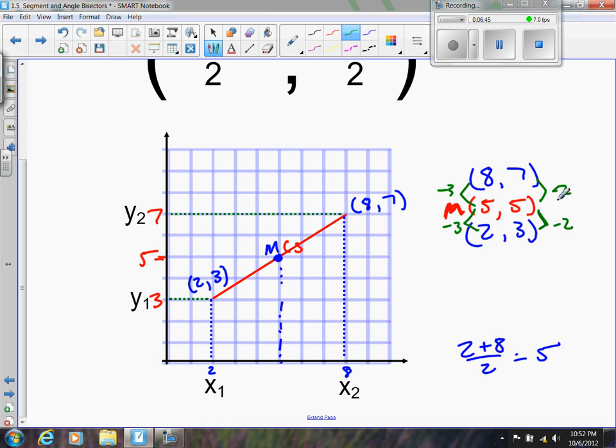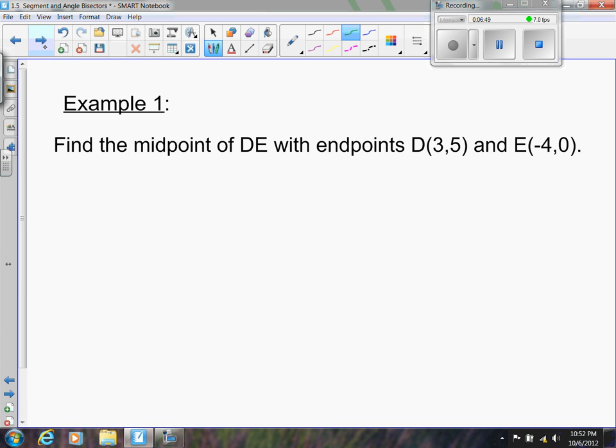And I actually like to use this for the next part. It's a lot easier than using the midpoint formula. So find the midpoint of DE with the given endpoints. Well, here we're given endpoints B and E. So 3, 5, and -4, 0. I want to find halfway between those.